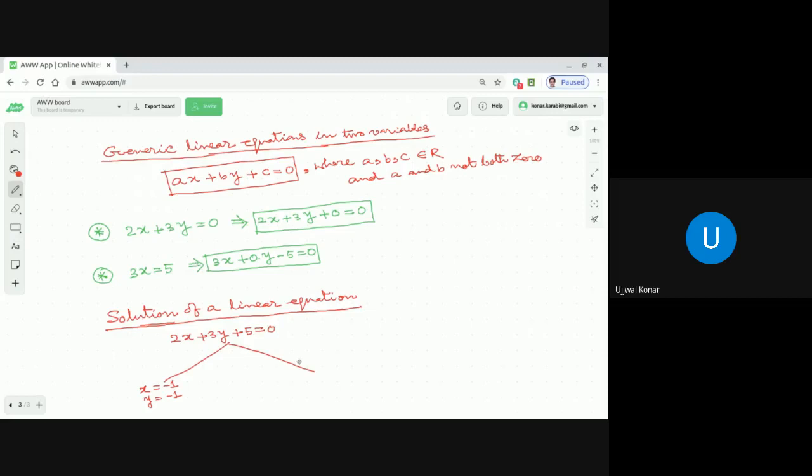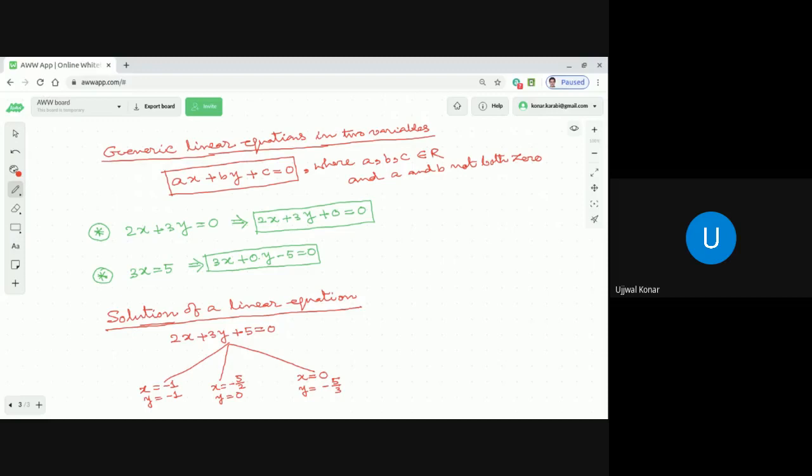Or you can find another value: you can write x is equal to 0 and you get y is equal to minus 5 by 3. Then also it is a solution. Or you can write x is equal to minus 5 by 2 and y is equal to 0. So if only one linear equation is given in two variables, you can find infinite number of solutions, dear students. How can you find infinite number of solutions, you know?